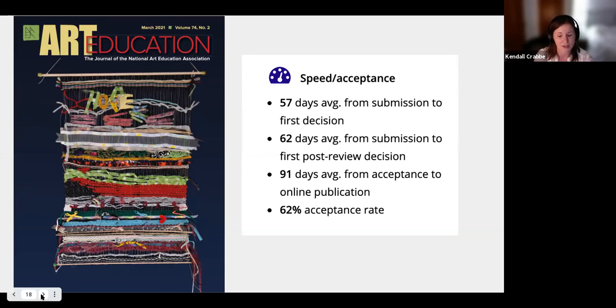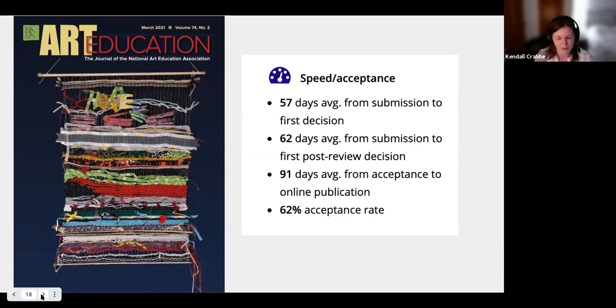On average, it takes 57 days to receive an initial decision on your manuscript. Once a manuscript has been accepted for publication, our senior editor, Ami, slates it for an upcoming issue. Authors see proofs and answer copy editing questions before the issue is online or printed.